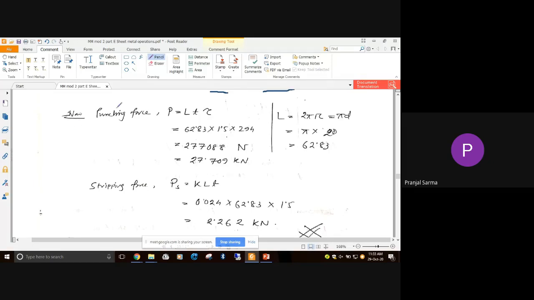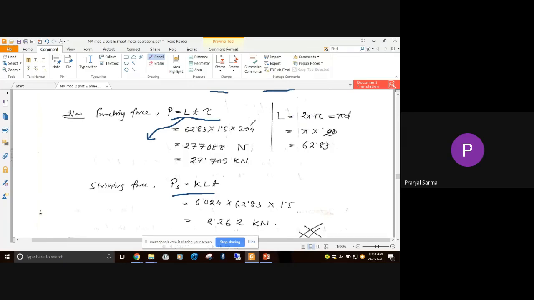Okay, so punching force P is given by L into T into tau. Once again we have to be careful while using these formulae, and use the proper unit system as already discussed previously. So now how to get it? What was that L? It was the perimeter of the cut. It is not like length or arm. It is the perimeter of the cut.